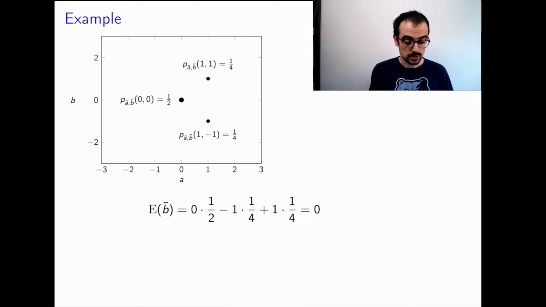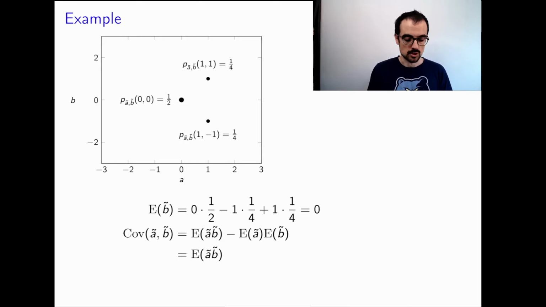Now the covariance is the expected value of the product between A and B minus the product of the means. Because one of the means is 0, the covariance is just equal to the expected value of the product of the two random variables. This product can be equal to 0, 1, or -1.